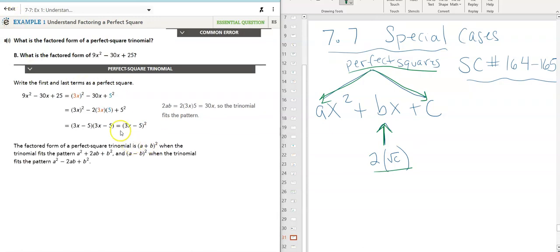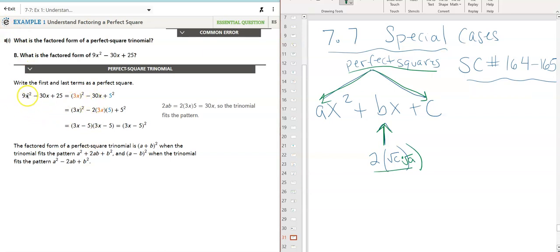Here we have another example, but this time we have a number in front of x squared, but we still know that it's a perfect square trinomial because the first term a is a perfect square, the last term c is a perfect square, and the middle is 2 times the square root of a times the square root of c. So we can see that here, when we have that term in front there.